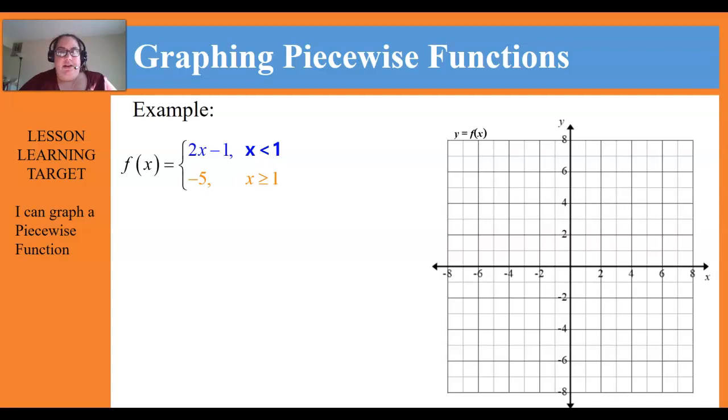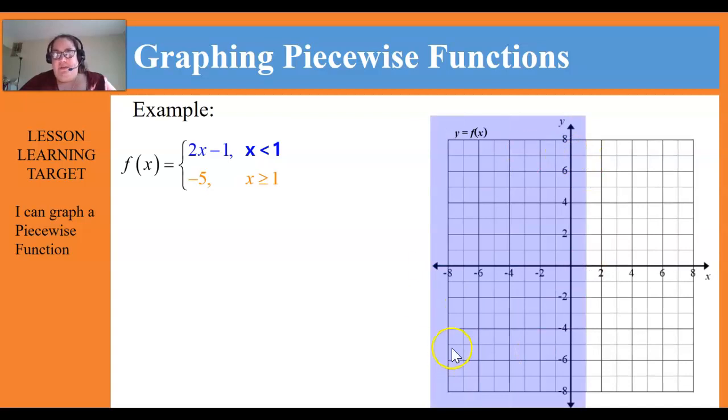So as we look, when is x less than 1? X is less than 1 here. So remember, we've got that open circle concept, and we're looking at all of the values to the left of 1. But we're not just focused here on the number line, we are focused everywhere. So on this portion of my graph, that's where I'm going to be looking for the function 2x minus 1.